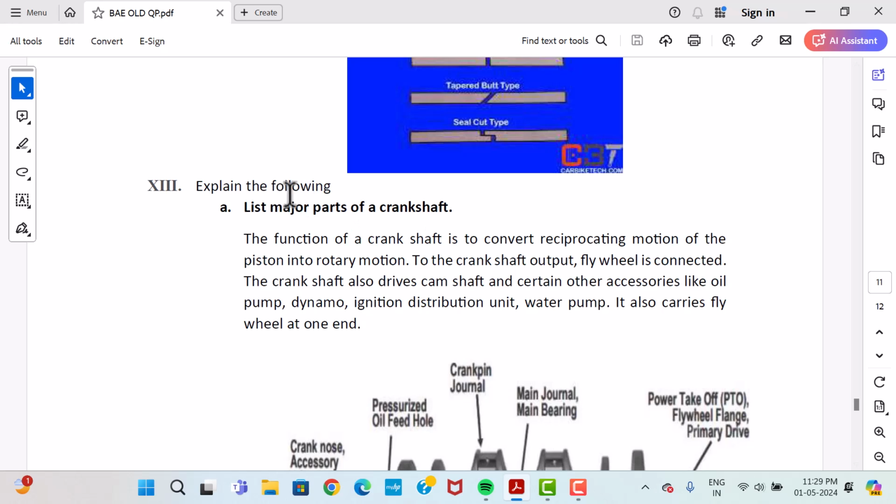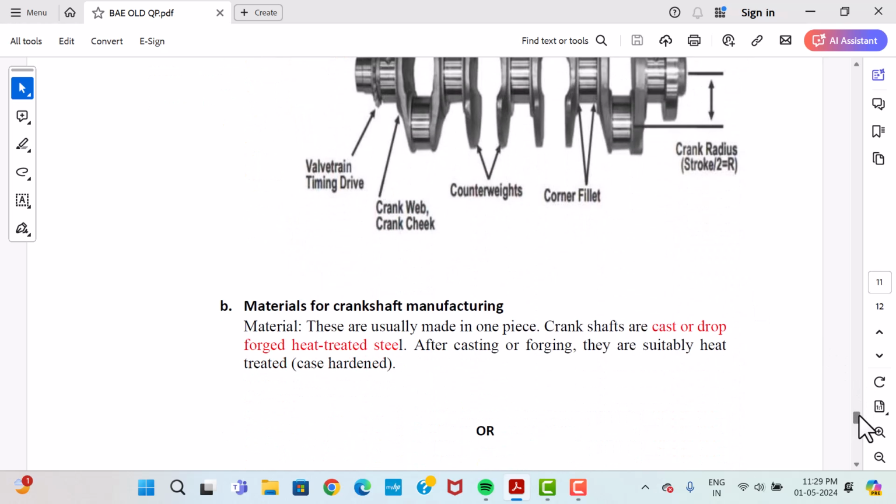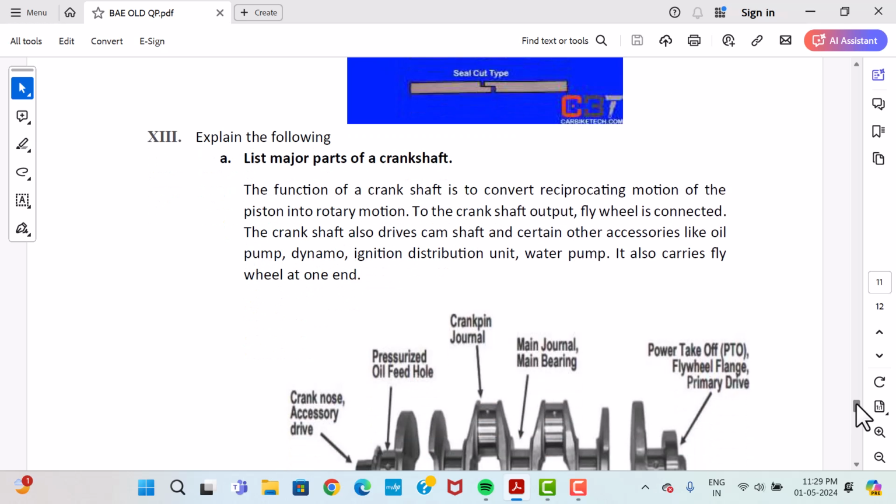13th question. Explain the following. List the major parts of a crankshaft. What are the major parts of the crankshaft? And the function of a crankshaft. So it is actually asking two questions: list the major parts of the crankshaft, and the B part is the material for crankshaft manufacturing. So you have to answer.